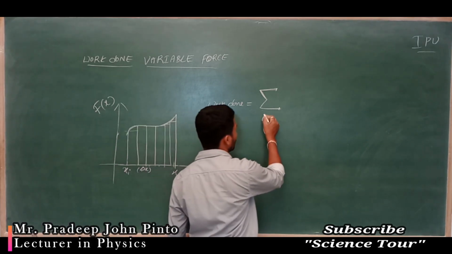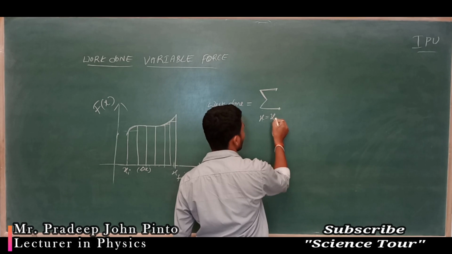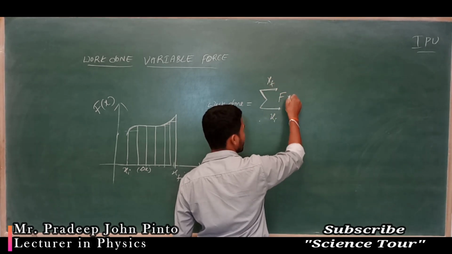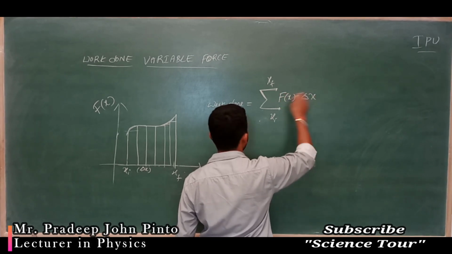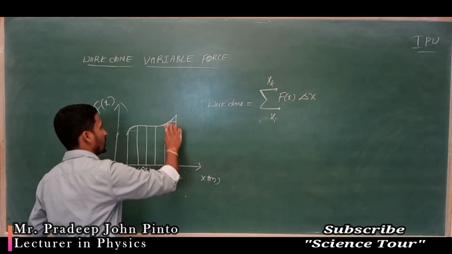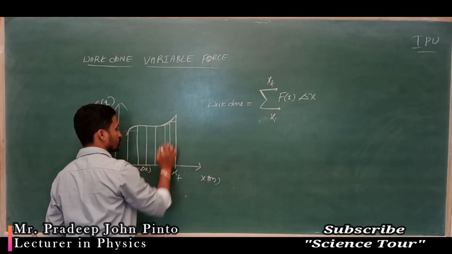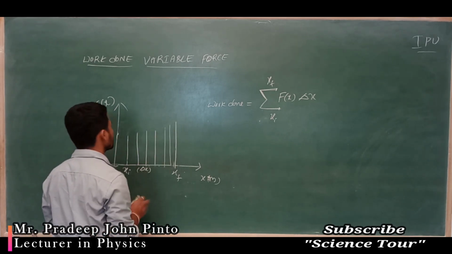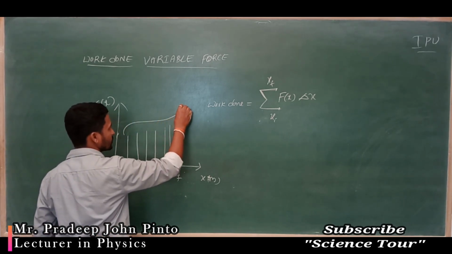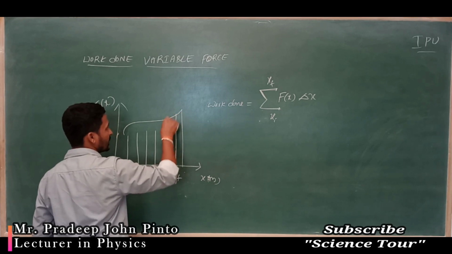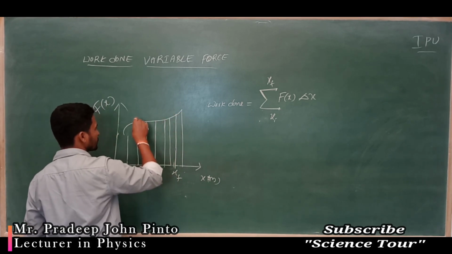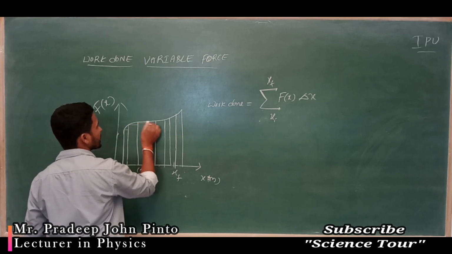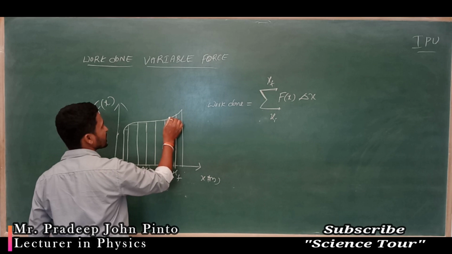So I can write x equal to initial to x equal to final, f of x, which will be variable, into delta x. The sum I have to do, no? f of x, this 1, 2, 3, 4, 5, 6. But again, if we do this, we are not going to get the exact value, because some value of the area is missing. This much is missing if I take it as rectangles.